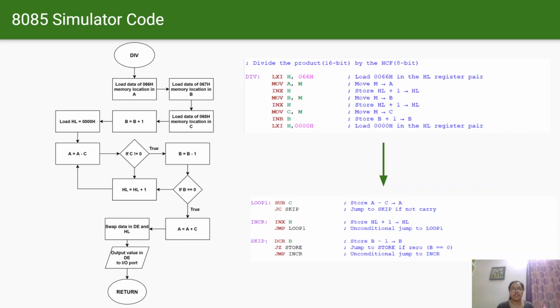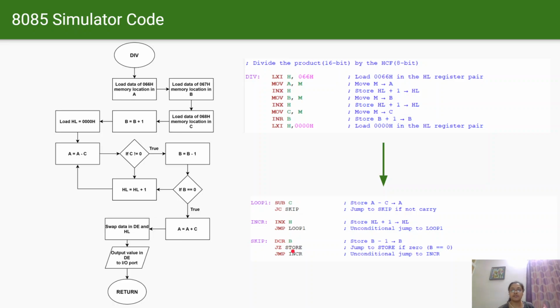Then we have the division subroutine. In the division subroutine, we basically have repeated subtraction as was discussed earlier. First, we take all the inputs from the memory. We have stored our product and HCF in the memory as of now. So we're taking all the inputs from the memory, and then we're subtracting C from A. Now, if C becomes negative, then we'll be decreasing B. We'll be decreasing B because now the least significant bits of A have become 0. So now we have to take into consideration the most significant bits too, and that's why we are decreasing B, which has the most significant bits.